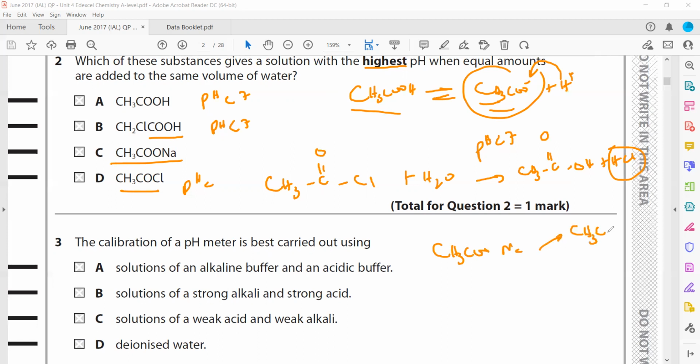when we add water, it will dissociate into CH3COO- and Na+. And what is the tendency of the CH3COO- acetate ion? It has a tendency to accept protons. So when it accepts a proton from the water, it is left with more OH- ions. If it is left with more OH- ions, it will make the solution alkaline, or it will have a pH more than 7. Is it clear?